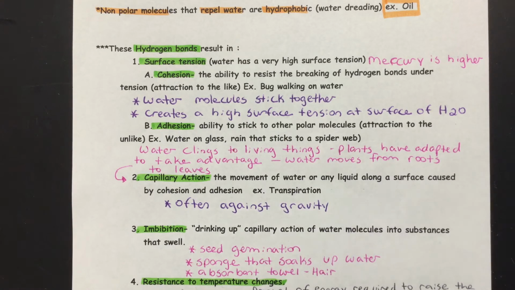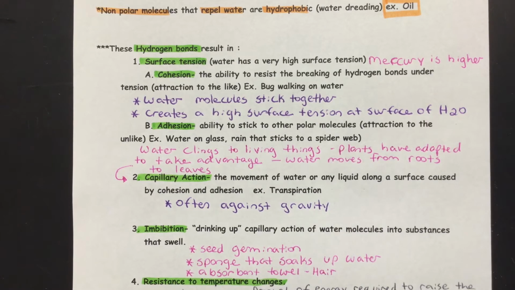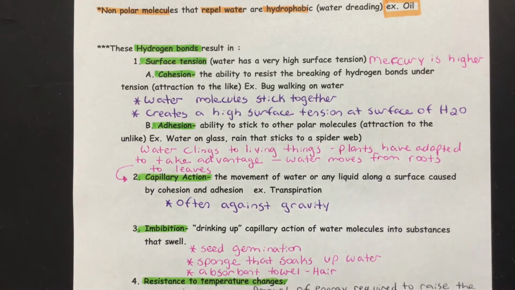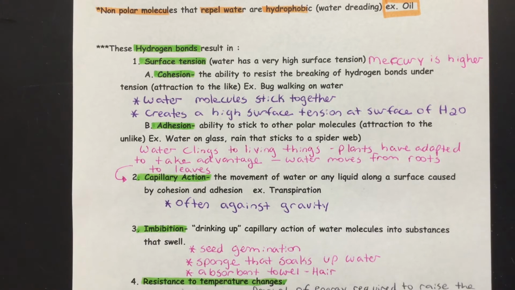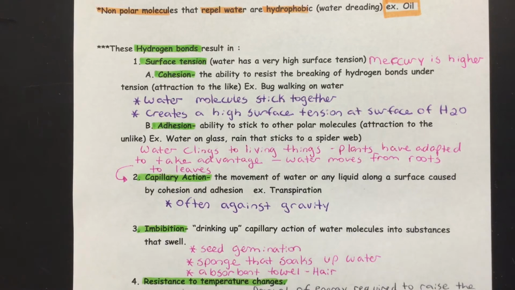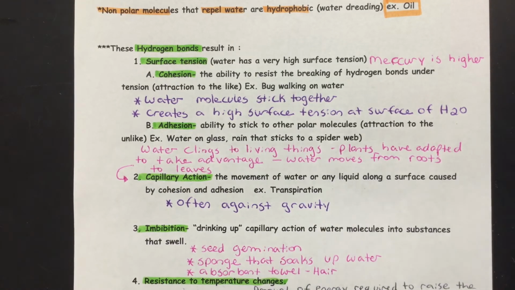These bugs are walking across those water molecules. They're not able to break those hydrogen bonds. They're light. You think, oh, let me try to walk across water, but you've got too much mass. You're going to fall right through, breaking those hydrogen bonds. So cohesion is the ability to resist breaking hydrogen bonds under tension. Water molecules sticking to water molecules. So once again, that bug walking across water is an example of cohesion.